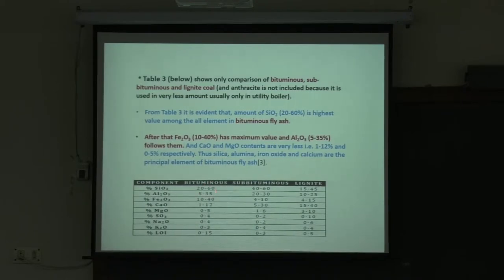Here, what it actually wanted to say with bituminous, I know 20 to 60% is also high, but you are right. Subbituminous also has the same range, at least in the lower one. But what it wants to say here is that in bituminous you have not only high silica like 60, you can have high alumina 35, high Fe2O3 40. And these tables are actually taken from other published work, so we did not have any right to change them. Okay, but it's a good point you have noticed.